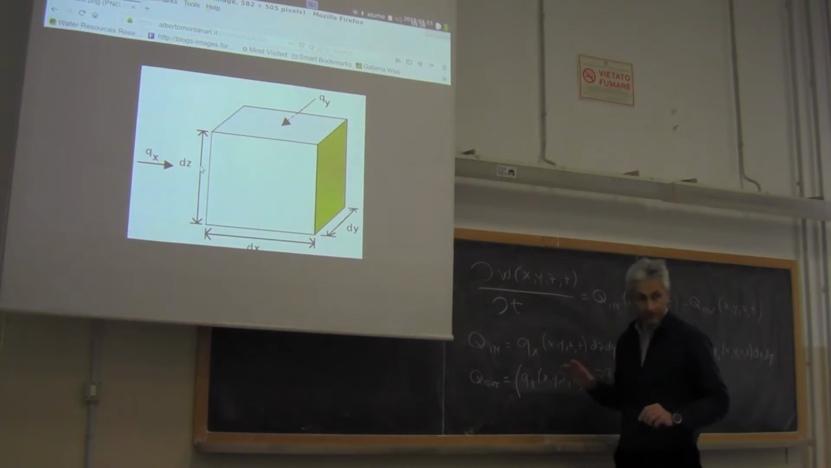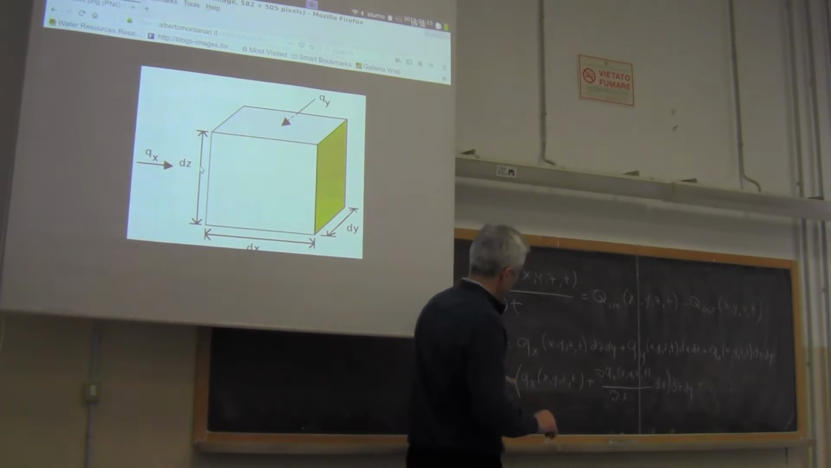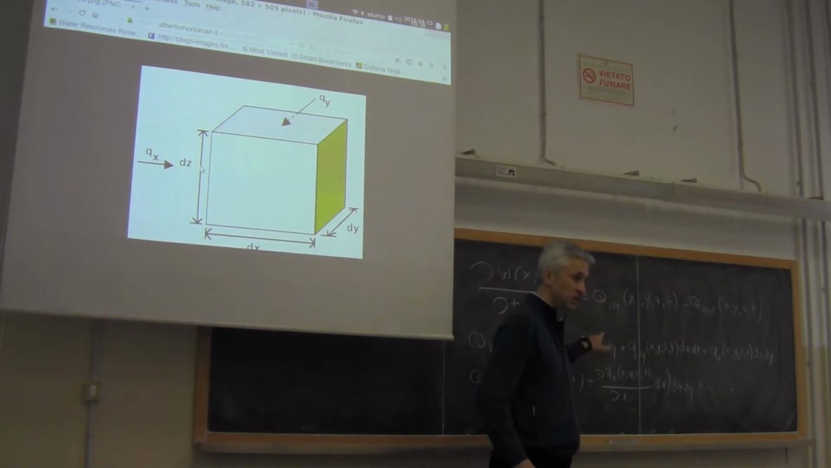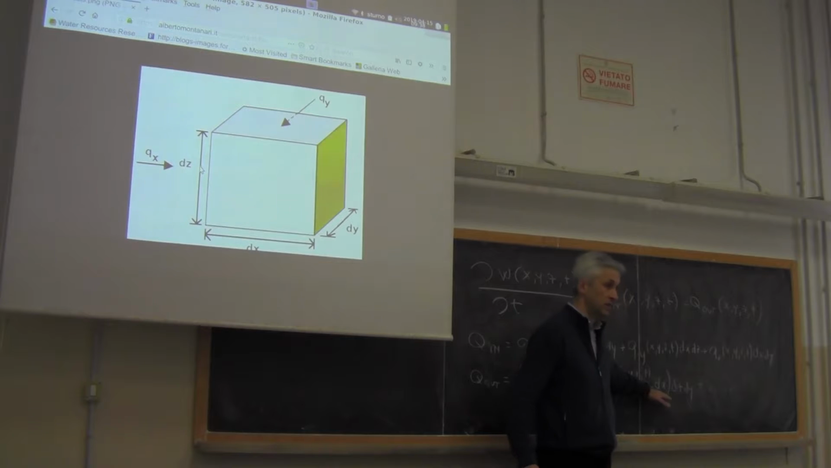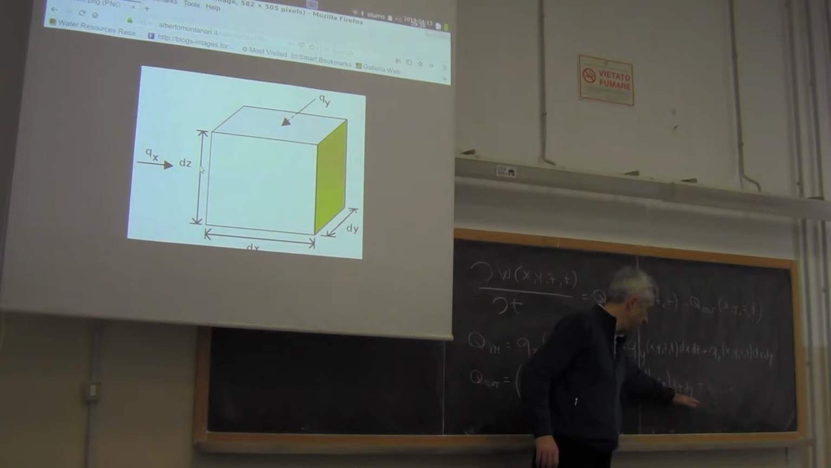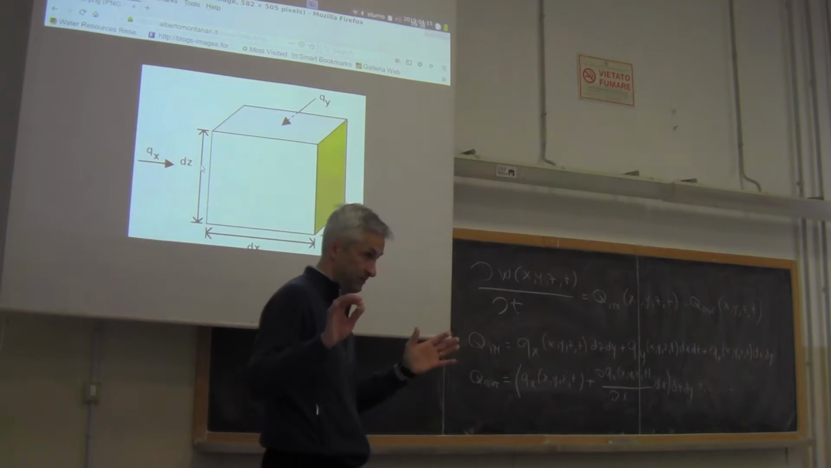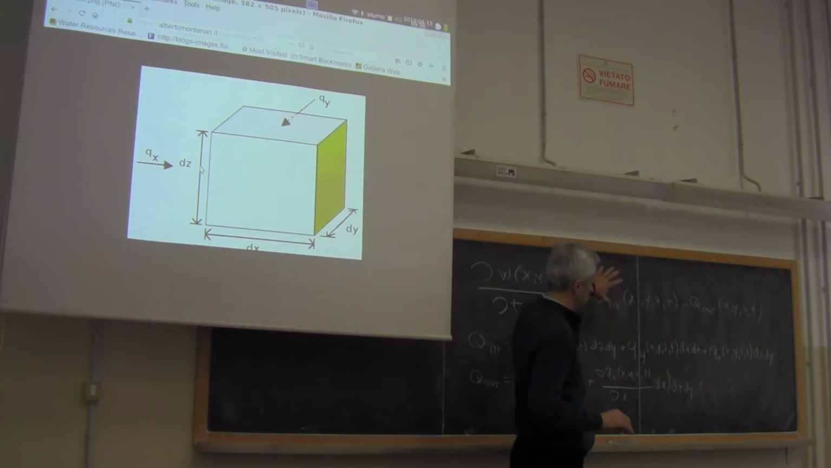You have to bear with me, because I don't have room in the blackboard, but it's clear. But then I have to go with qy, which will become qy plus the partial derivative of qy with respect to y, multiplied times dy. Everything is multiplied by dy, dx, dz. And then there is the third term. Everything is clear? Okay.